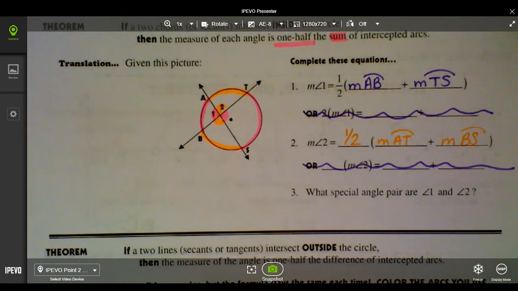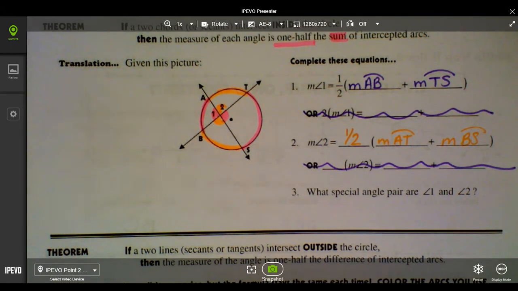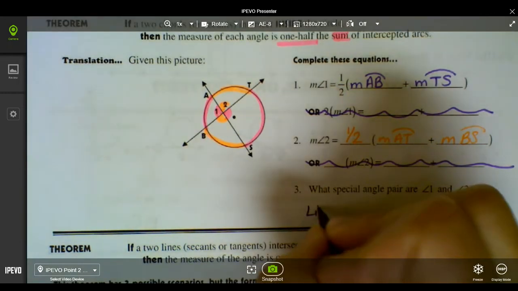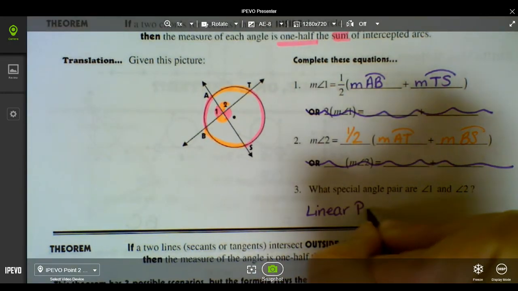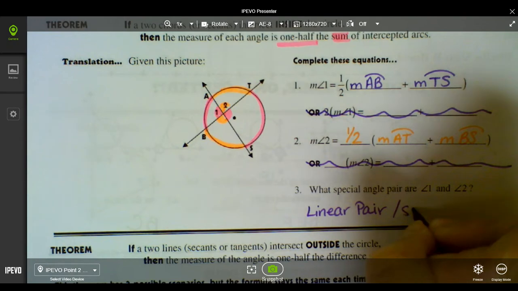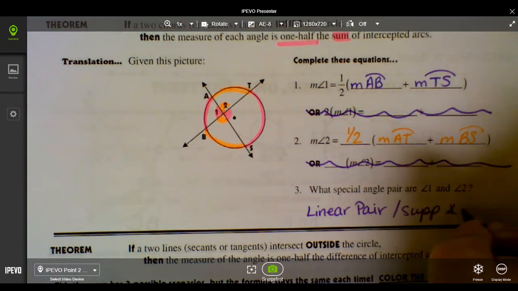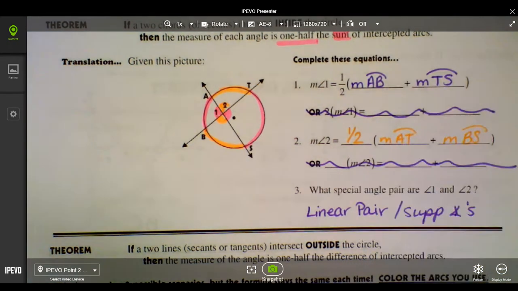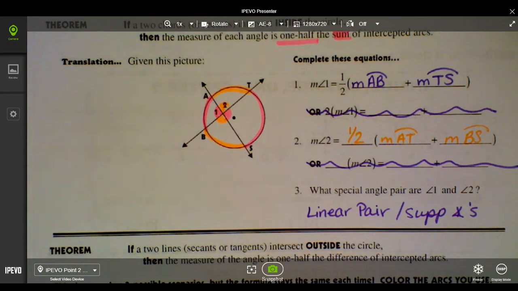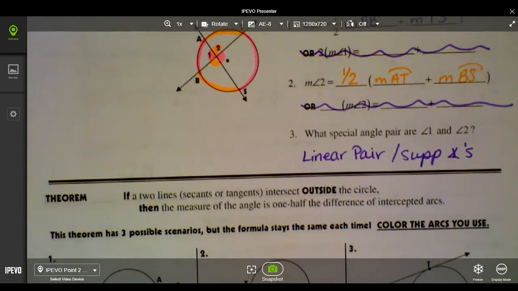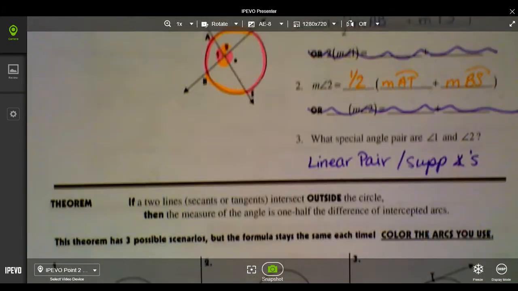Okay, and then what special angle pair are 1 and 2? Again, you should be able to see that. They are a linear pair or supplementary angles. Okay, so moving on to our next one.